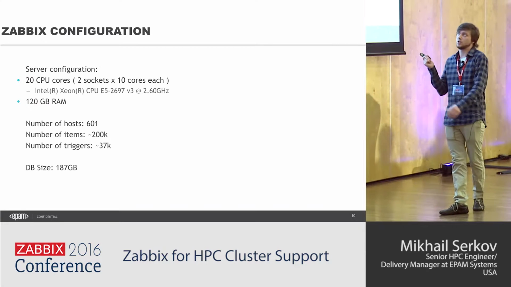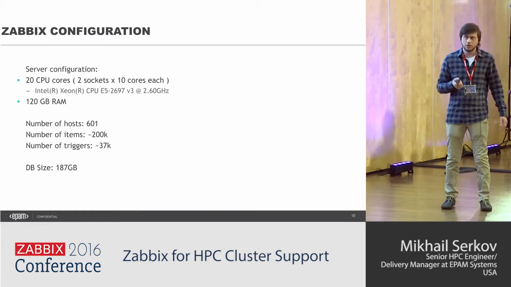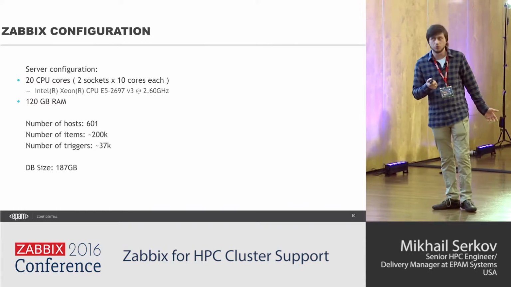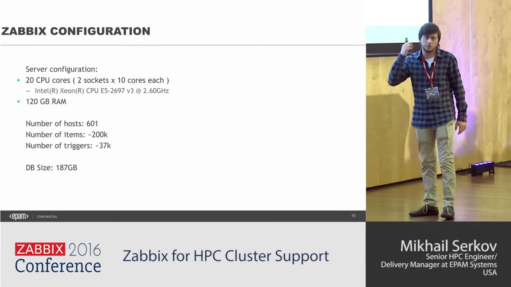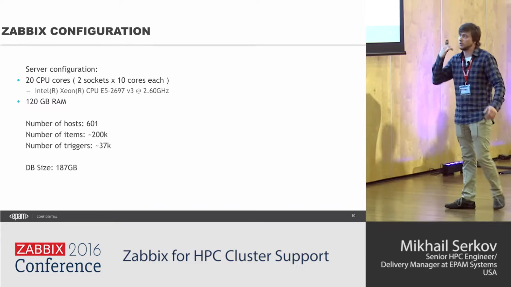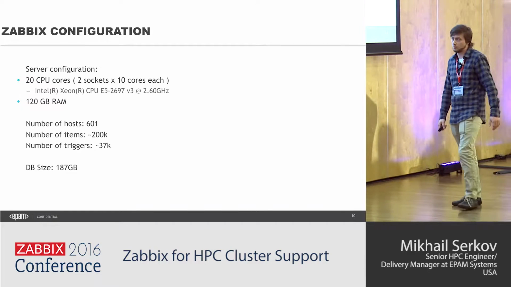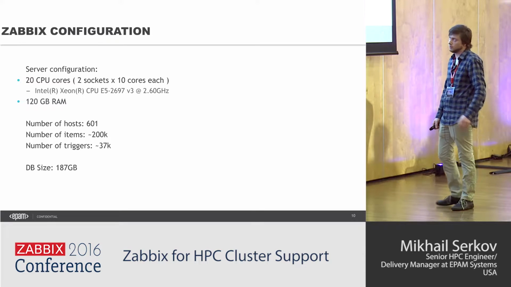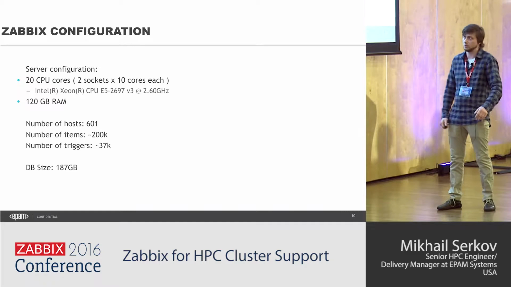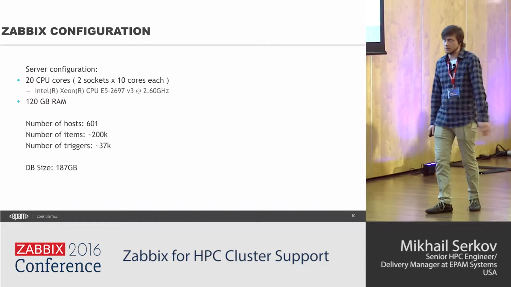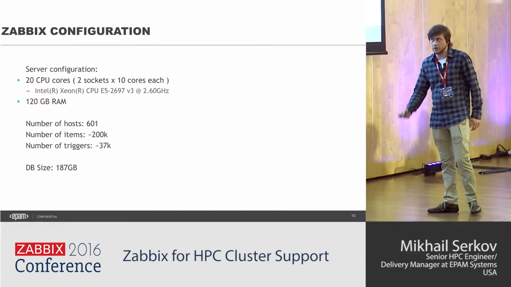We have a server with 20 CPU cores and 120 GB of RAM, which is actually used for the database. We have 600 hosts. It's probably a little bit outdated info, and maybe at this moment we have something around 800, but it's not a big deal. And the database size is 180 gigs. So that's what we have.